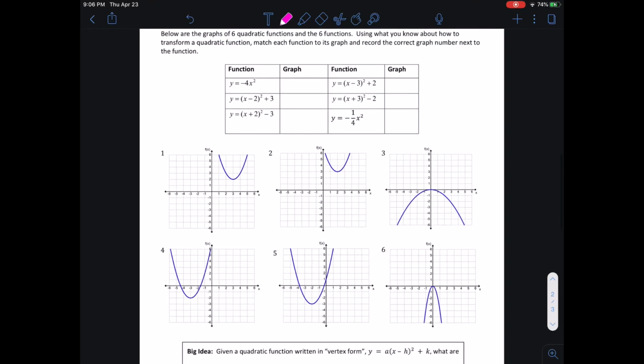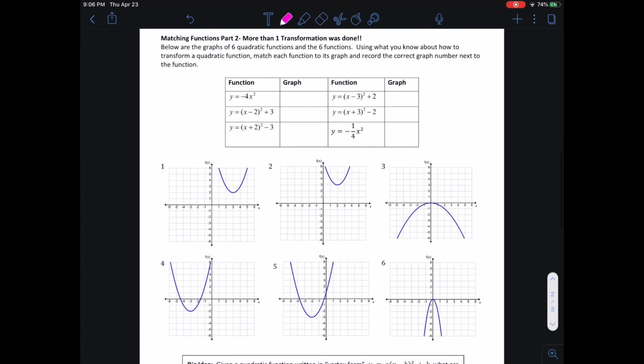At this point, I want you to try 1 through 6 again on your own. This time it's a little bit more complicated because now you're going to be dealing with multiple transformations, right? So press pause, and when you're done, press play. So if you did this correctly, the answers that you should get for this one are 6, 2, 5, 1, 4, 3. Okay, and once again, watch out for your transformations.